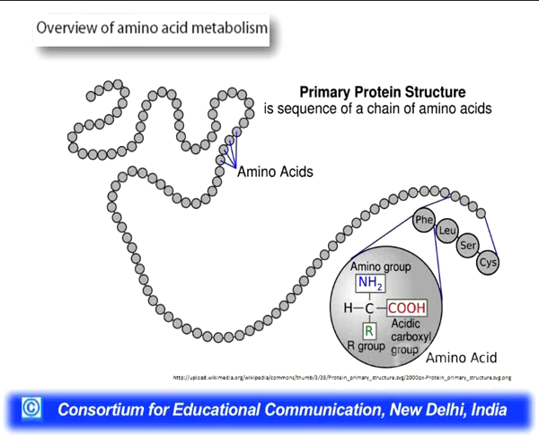Over here a generalized structure of an amino acid is shown. We can see there is a carbon, an amino group, a carboxylic group, and another, the R group, which is a residual group.